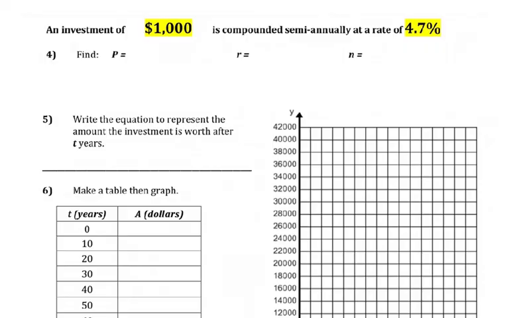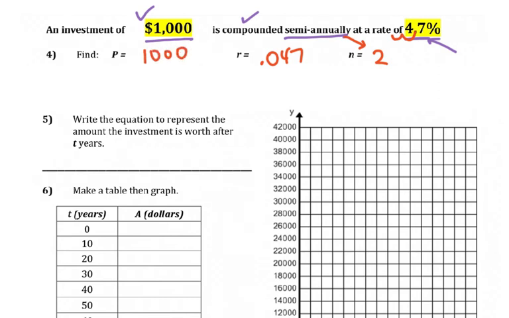Okay, let's go to the next question. So an investment of $1,000 is compounded semi-annually, so look back at your table and remember what that means, at a rate of 4.7%. First of all, it does talk about money and it does say compounded, so I will use the compound interest formula. Next thing, you need to make sure you change that into a decimal by moving the decimal 2 places left, so 0.047. Okay, semi-annually, that means twice per year, and so you need to know that.